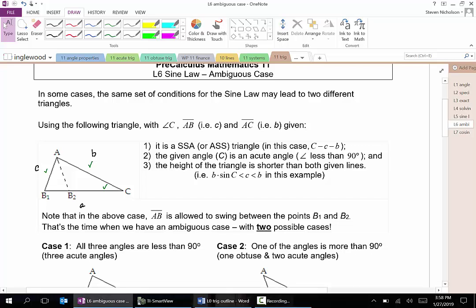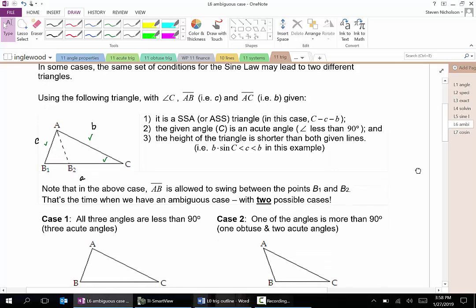So given this picture below, and again, the dashed line is supposed to illustrate something. We're going to see that in a sec. Using this triangle below, if we knew angle C, if we knew AB, also little c, if we knew AC, in this case little b, then here's what happens. This is an SSA triangle, meaning side-side-angle. And the given angle is an acute angle, less than 90 degrees.